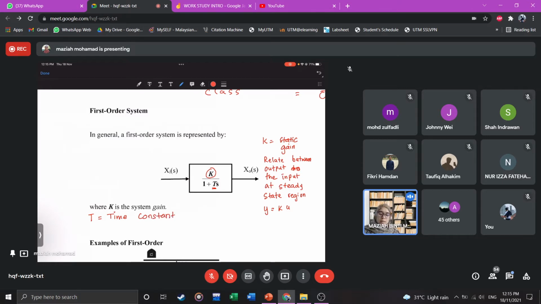Okay. Time constant. The definition of the time constant is the time taken to reach 63.2% of the final value.